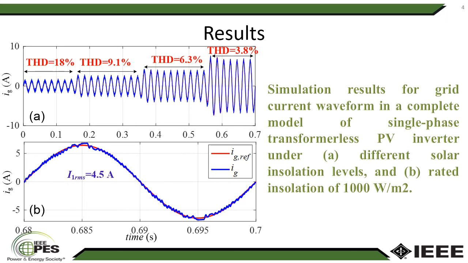We simulated the overall structure for different isolation levels. As you can see in this figure, the THD of the current injected to the grid is below the permissible range, and also for the rated grid current, which is around 4.5 amperes, it is below 5%, which complies with the standard limitations.